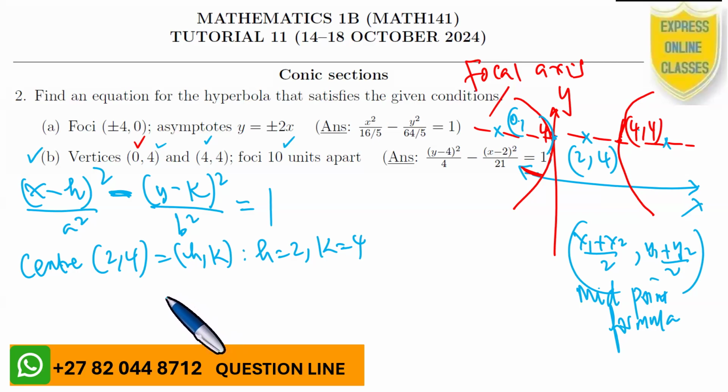But how do we find the A and the B in our situation? So you need to think about it. There's information given about the foci that are 10 units apart. It means that from the center you add the same distance in both directions. So if they are 10 units apart, it means we have 5 units here and 5 units there. So if the center is at (2, 4), you add 5 units.